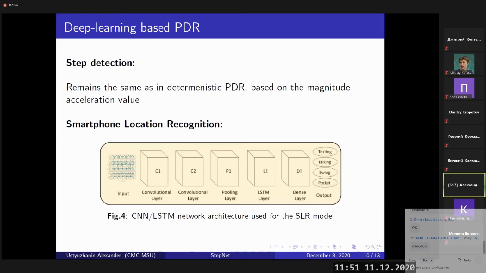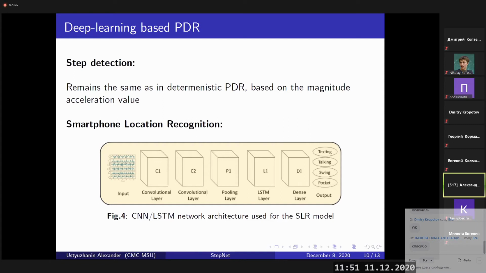Another thing is orientation estimation. Orientation could be estimated via Kalman filter integrations. It's widely used for this approach, but again, not the main concern of this work. The main concern of this work is the following, for example, the smartphone location recognition step.